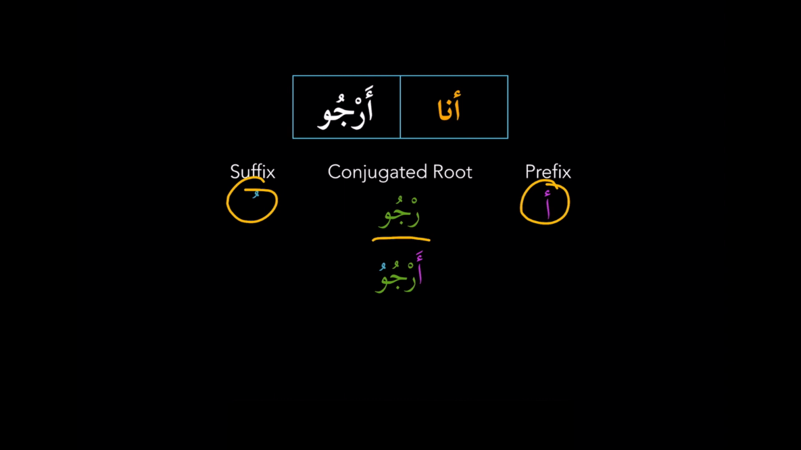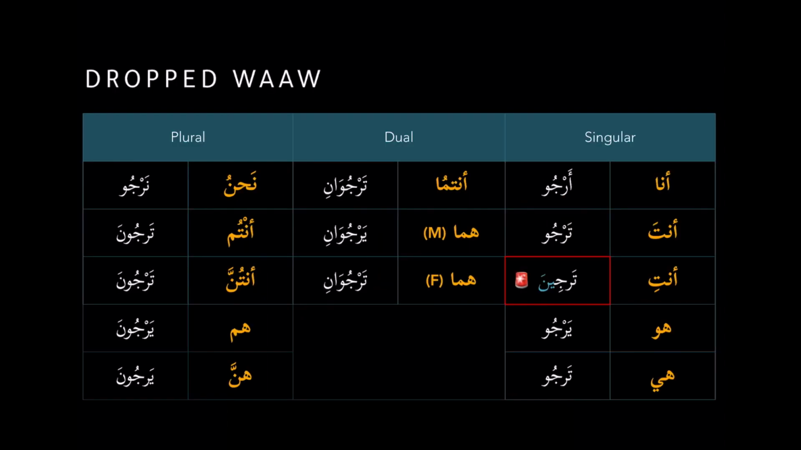We have a double dhamma, and then we have the long vowel, which is not allowed to have a dhamma. So what ends up happening is that the dhamma over the waaw just gets absorbed by the waaw, and that's how you end up with ana arju. The same logic applies to the other conjugations that have a dhamma as a suffix. The next anomaly is in the enti conjugation, enti tarjina. Notice that the waaw in the root is dropped.